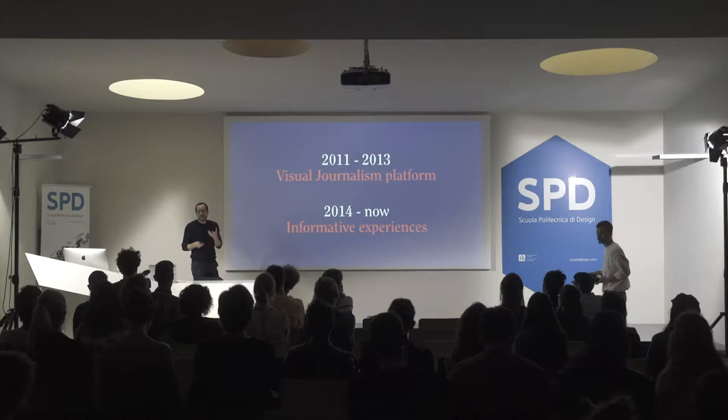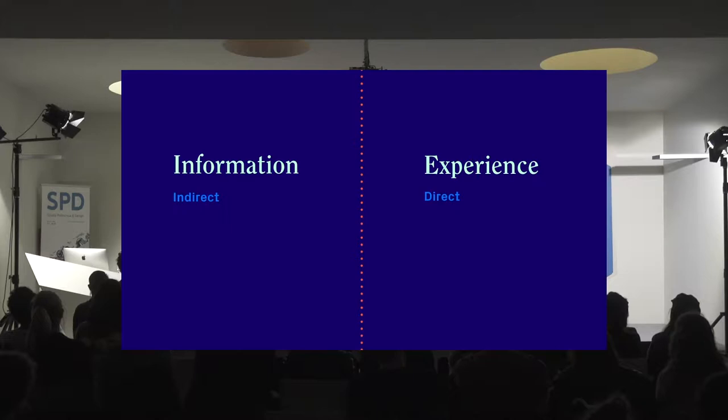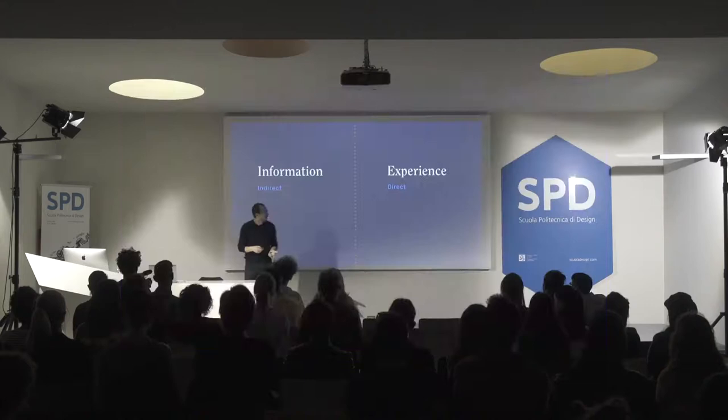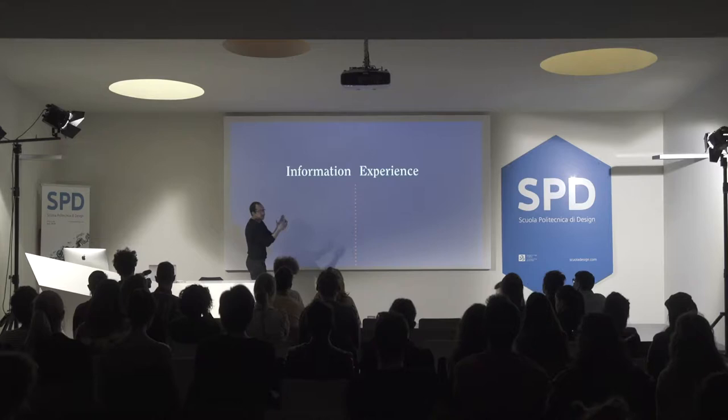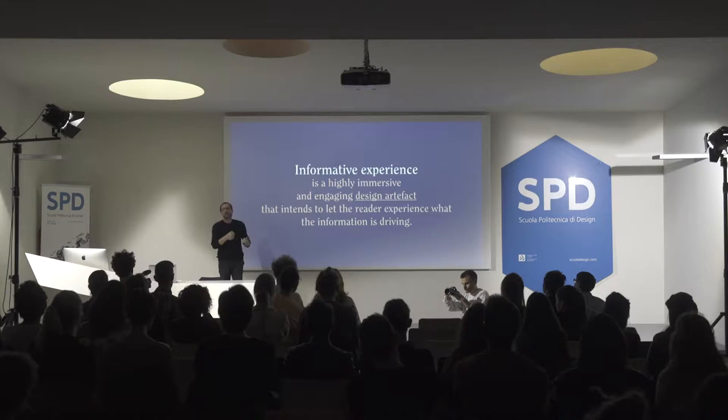But just to explain a little bit what an informative experience is. You can imagine information is something that is not direct, it's indirect. Information is written by somebody, told by somebody that is not you, while the experience is something direct, you experience something. So an informative experience is something that tries to reduce this distance, that intends to let the reader experience what the information is driving. I will show you some examples.